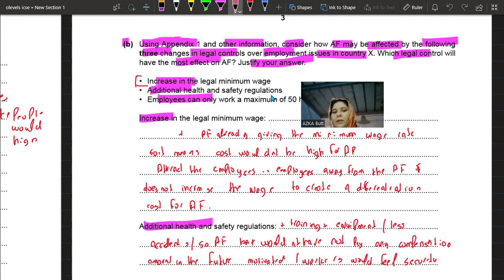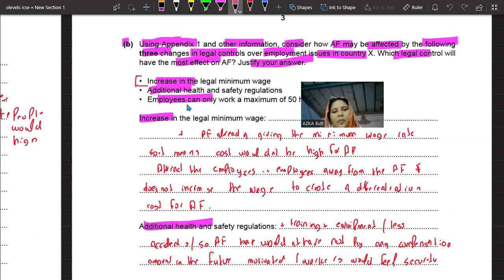But if you spend money right now to give some additional health benefits and safety regulations in the production department, it can be beneficial for you in the long run. Also, it can increase the productivity and the motivation, but yes, the cost is there.